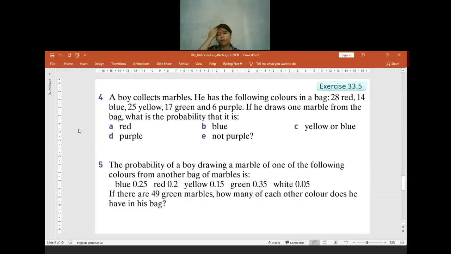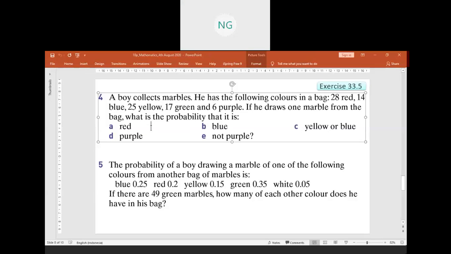For question 4, a boy collects marbles. He has the following colors: 28 red, 14 blue, 25 yellow, 17 green, and 6 purple. You have to find the probability when it is red. Anyone knows what the probability is? Probability of getting red: 28 out of 90. Can we simplify this?